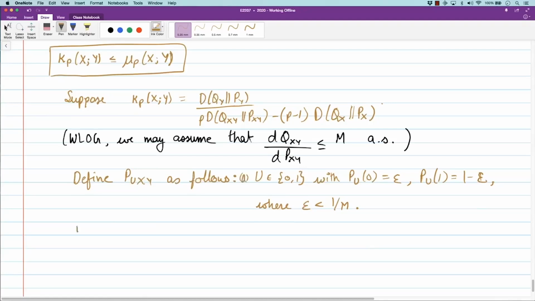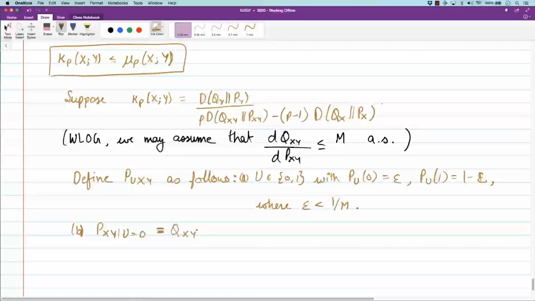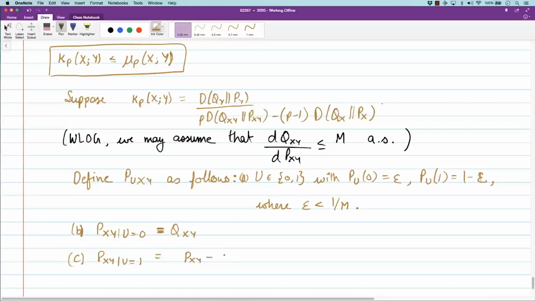Second part of the definition is pxy, given that u equals 0, is the same as qxy. Then pxy given u equals 1 equals pxy minus epsilon qxy, divided by 1 minus epsilon.